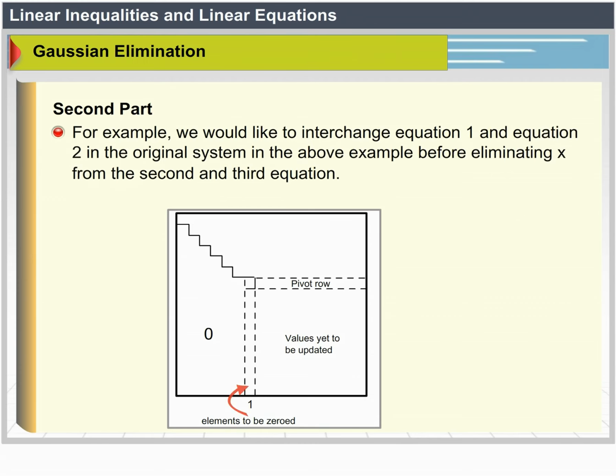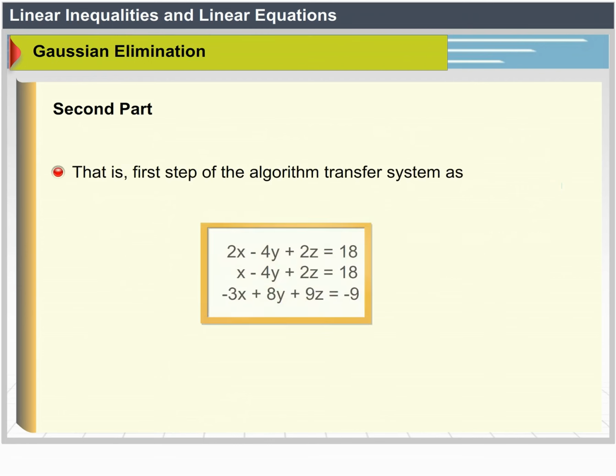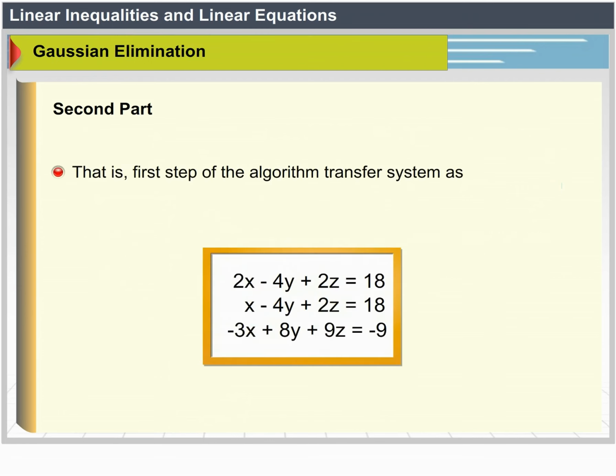For example, we would like to interchange equation 1 and equation 2 in the original system in the above example before eliminating x from the second and third equations. That is, the first step of the algorithm transforms the system as 2x minus 4y plus 2z equal to 18, x minus 4y plus 2z equal to 18, minus 3x plus 8y plus 9z equal to minus 9.